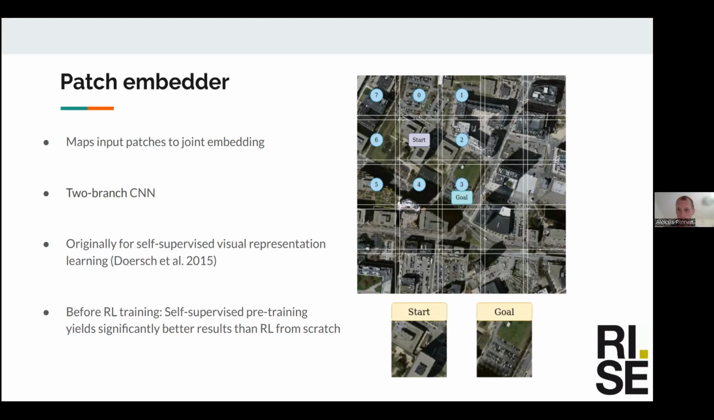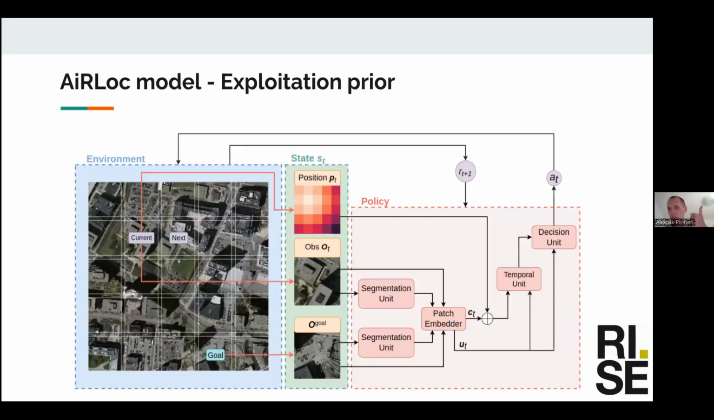Now, I mentioned that this patch embedder outputs both the context features and this 8-dimensional guess of which is the adjacent position. So we have the context features CT in the system that I talked about, and then we have UT, which is the 8-dimensional action proposed by the patch embedder, and we call that the exploitation prior. I will come back a little bit later in the results to show the effect of this. But it is helping the agent to provide it actually as a shortcut connection to some of the other subcomponents of the policy.